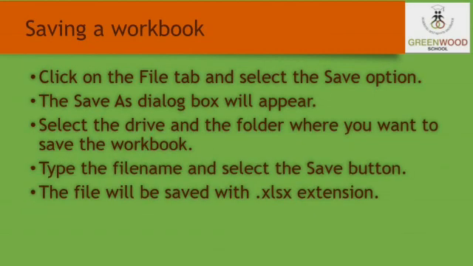Saving a workbook. Click on the File tab, select Save option. The Save As dialog box will appear. Select the drive and folder where you want to save the workbook. Type the file name and select the Save button. Now remember, the Excel file has the extension .xlsx.